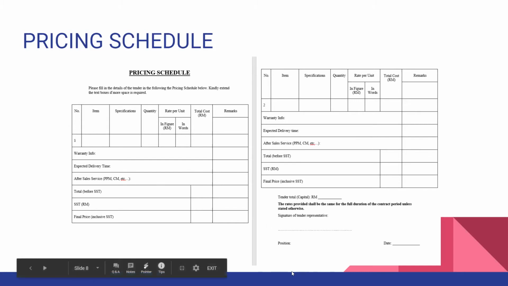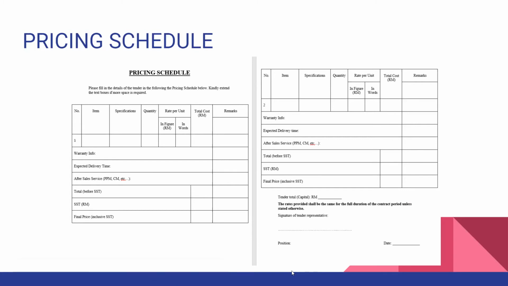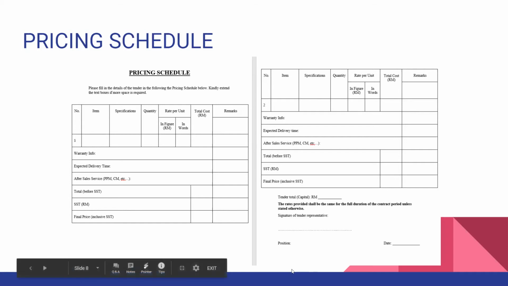As for the position area here, is to be filled with the official stamp of the bidder. Authorized representative of the bidder company will have stamp with at least position, company name, and the address of the company. That's all for this part.